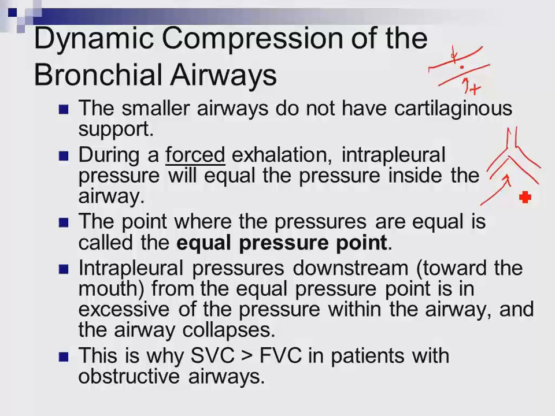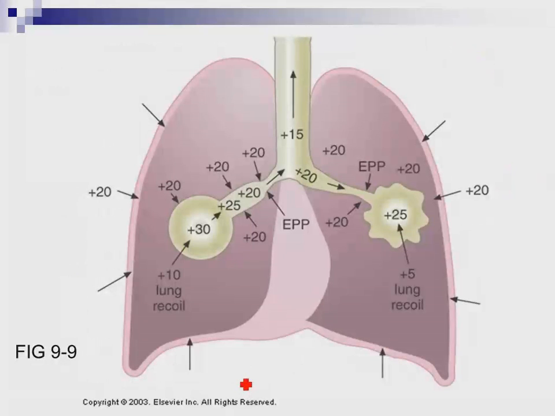This is why the forced vital capacity and the slow vital capacity would be different in patients with obstructive disease, because their airways collapse. They're much more prone to collapse, especially the smaller and medium-sized airways. This is what it's showing, that we end up having at a maximal forced exhalation. There's a point at which the pressure outside is equal to the pressure inside. That's my equal pressure point. Anything distal to that is going to be a collapsed airway.